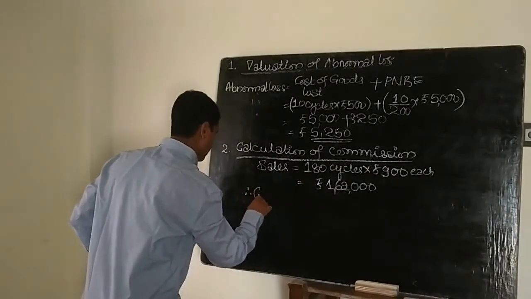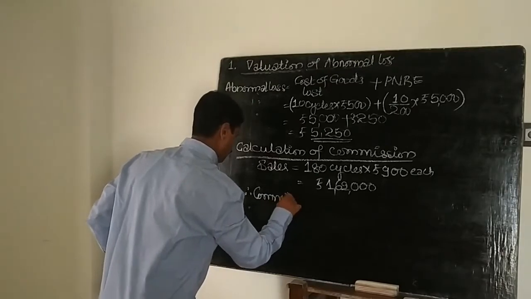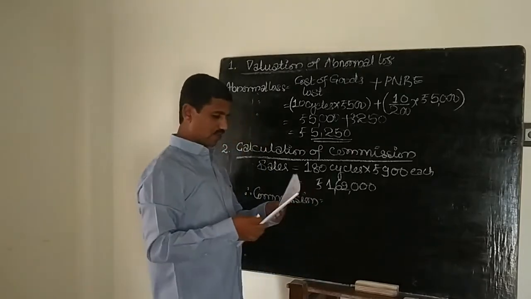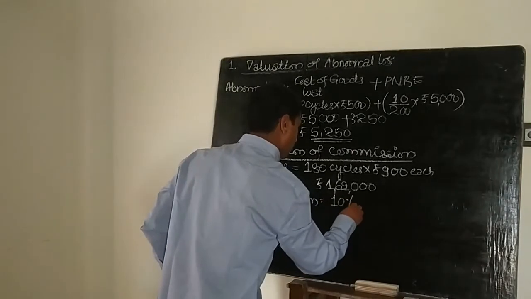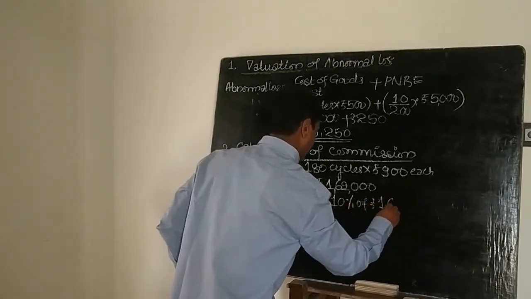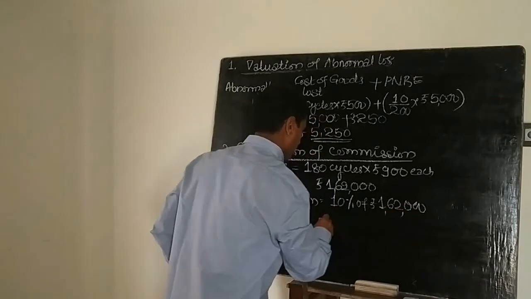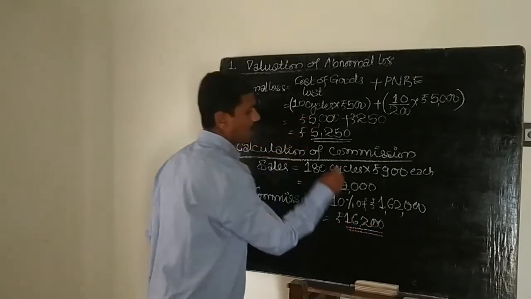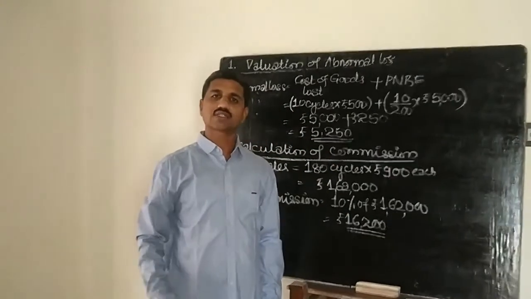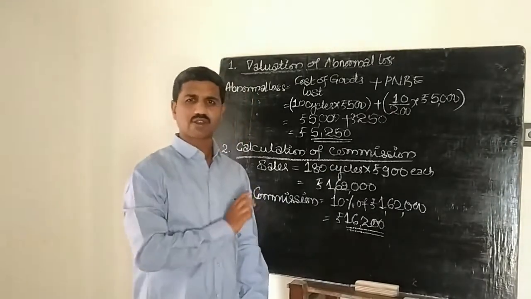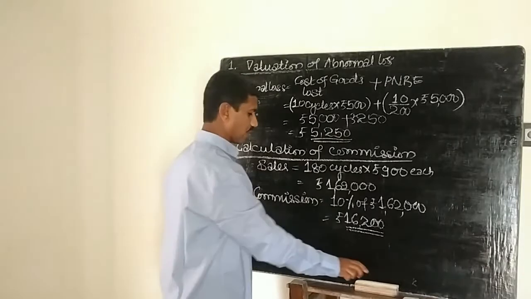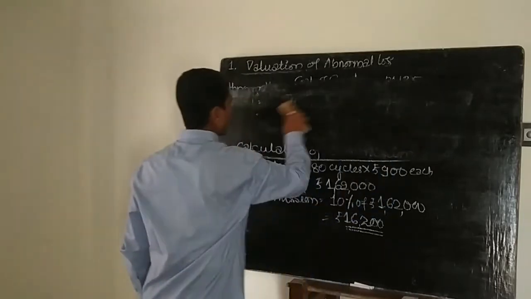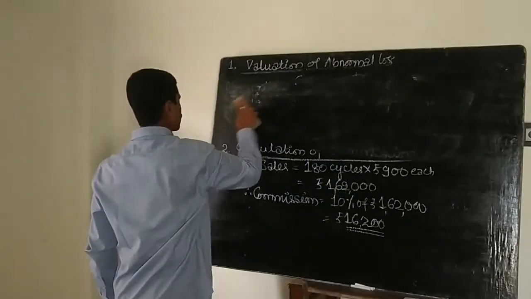So therefore commission equals, it is given at the rate of 10%. So 10% of rupees 1,62,000, which comes to rupees 16,200. This is the amount of commission payable by the consignor to the consignee. So we have given an ordinary commission in this problem. So very simple here. The next working note which we need to proceed with is valuation of closing stock.